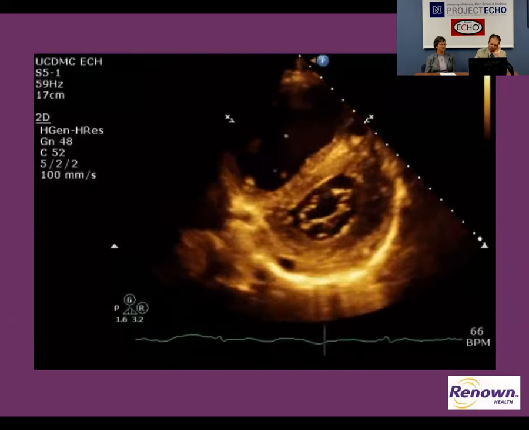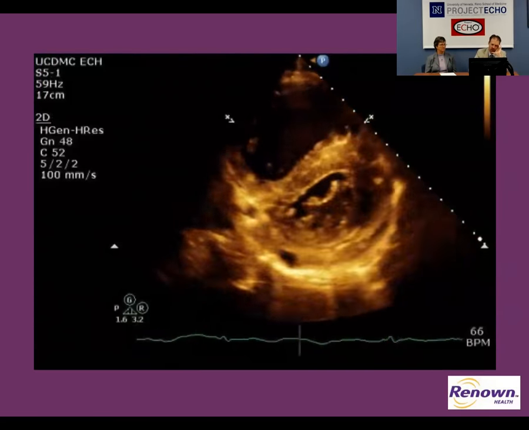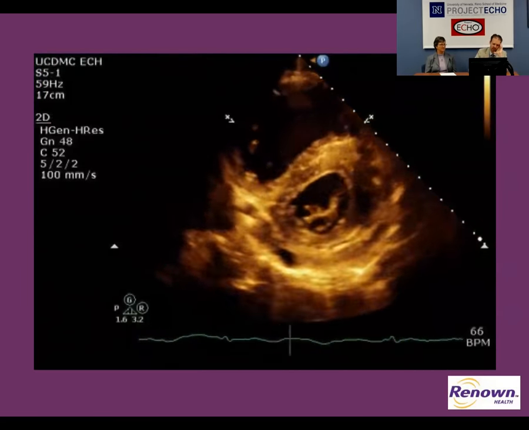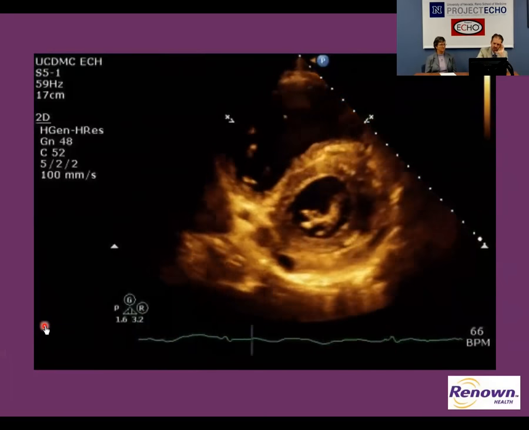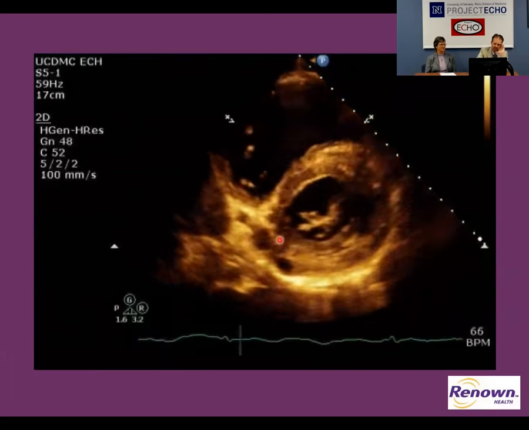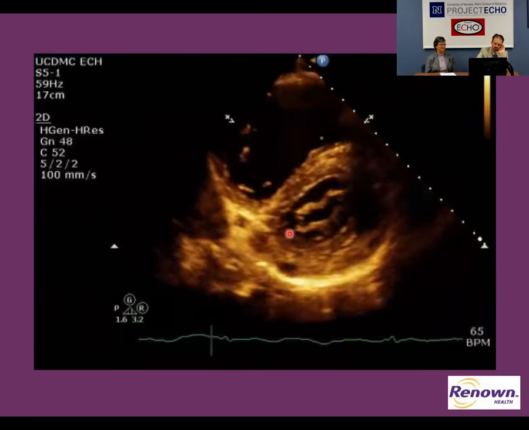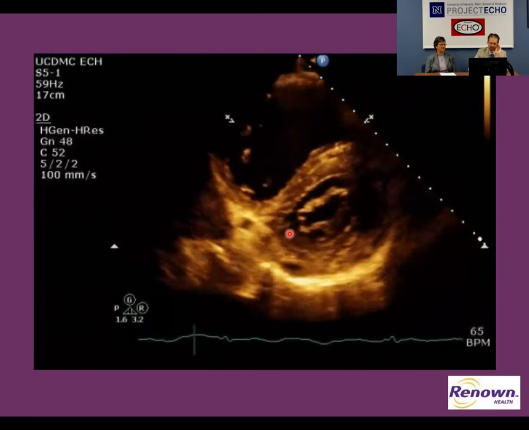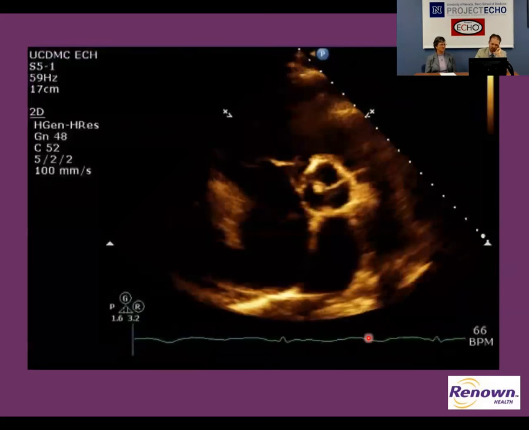Here's at the level of the mitral valve. Here's the mitral valve opening up like a fish mouth on Foss with the left ventricle. Left ventricle down here, right ventricle here, and the fish mouth opening of the mitral valve there. So same thing, this is the parasternal short axis at the level of the base where the mitral valve is.